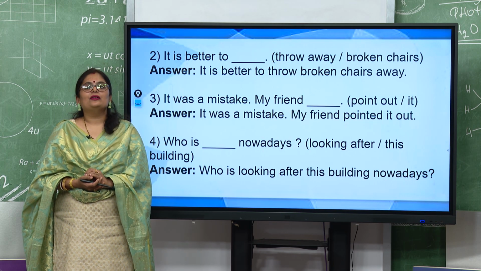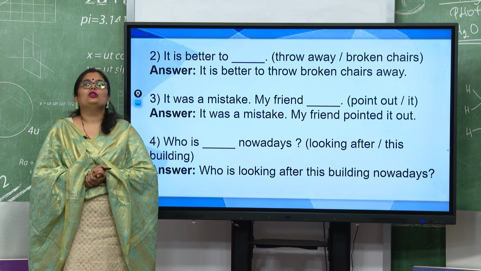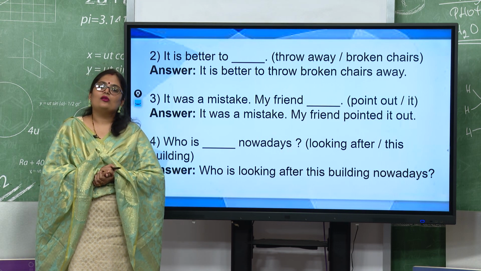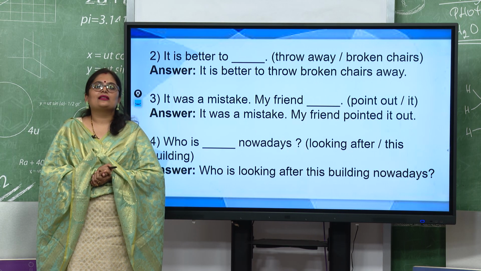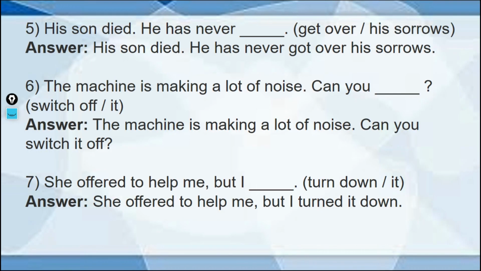The next example, who is and nowadays. So, what do we have, the options are looking after this building. How will we rewrite it? Who is looking after this building nowadays? Like I said, we have many examples. In this fifth example, his son died, he has never, blank. What are the options? Get over and sorrows. How will we rewrite it in an appropriate manner? His son died, he has never got over his sorrows.